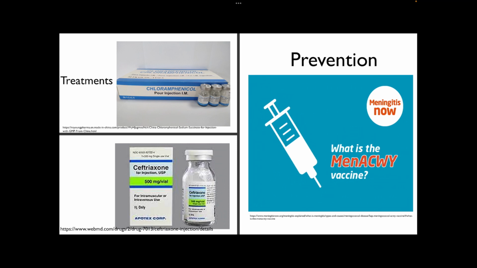As of right now, in Africa at least, all teenagers around the age of 14 are offered the vaccine as a part of routine immunization. In the United States, serogroup B is the most prevalent, and there is a vaccine for that one as well that's offered.